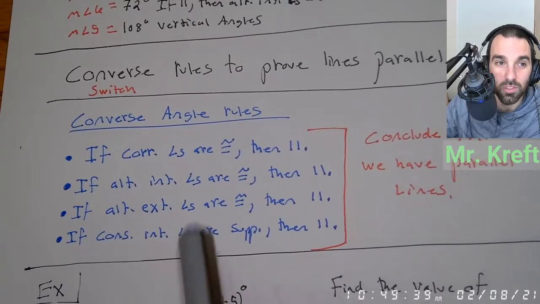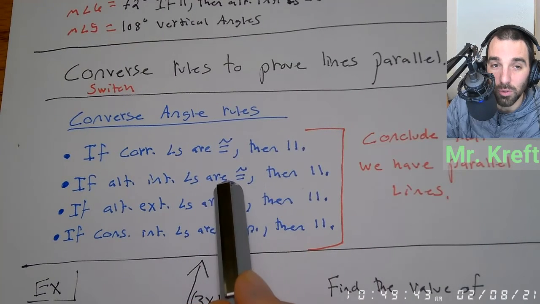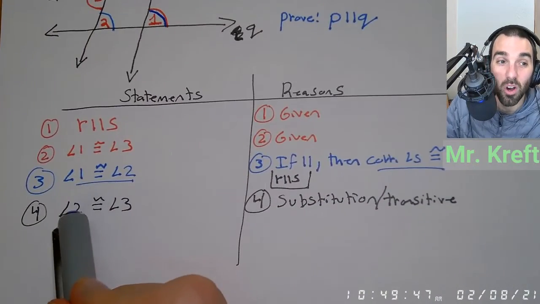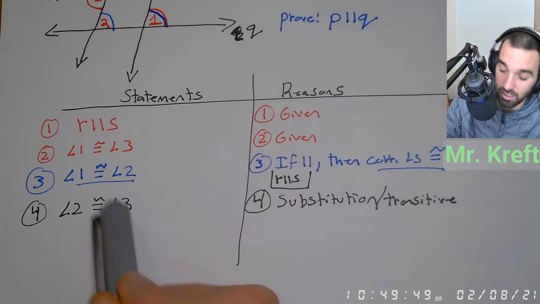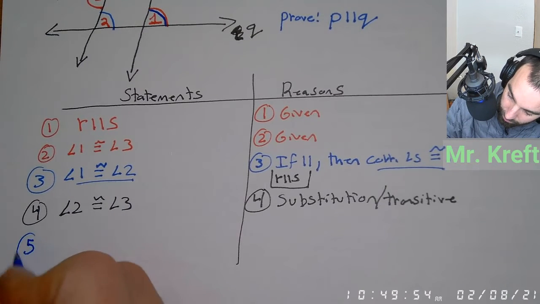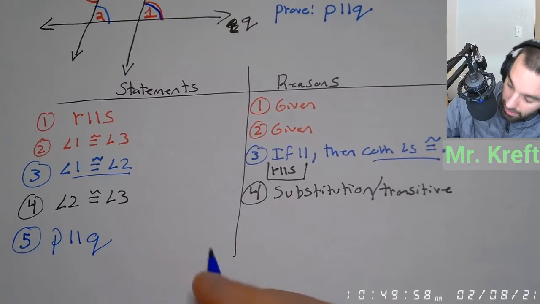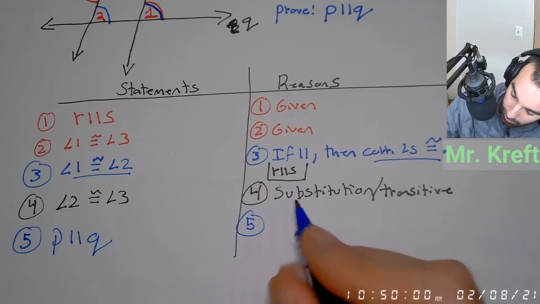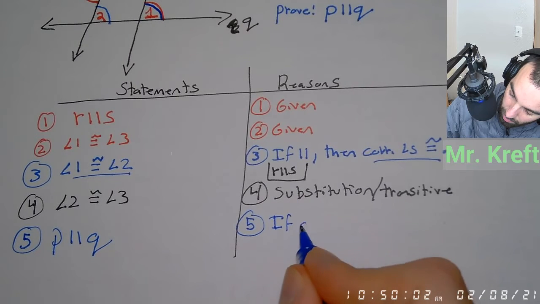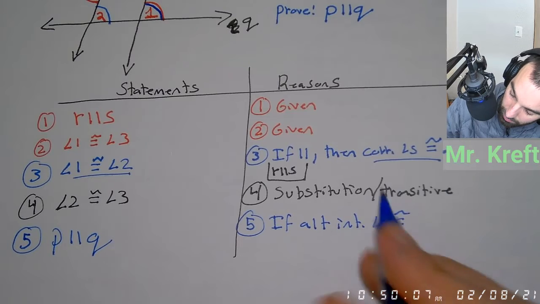And I just want to go back to that. This is our new thing, right? So we're saying the converse. So if alternate interior angles are congruent, then we have parallel lines. Well, guess what we just proved? Alternate interior angles are congruent. So for my last thing, I'm going to say P is parallel to Q, and my reason is if alternate interior angles are congruent.